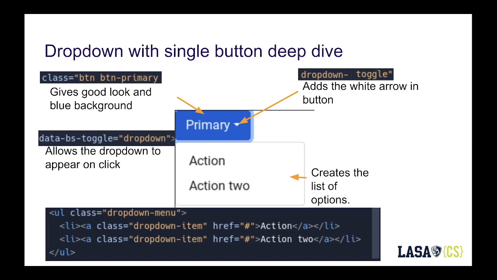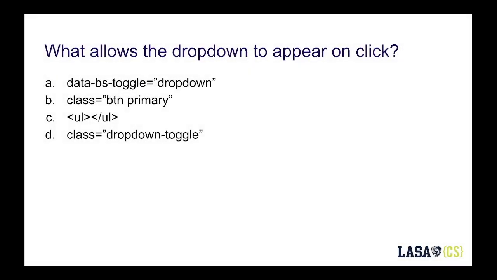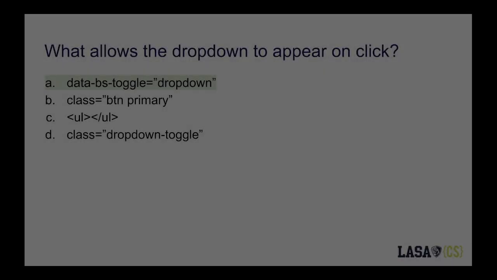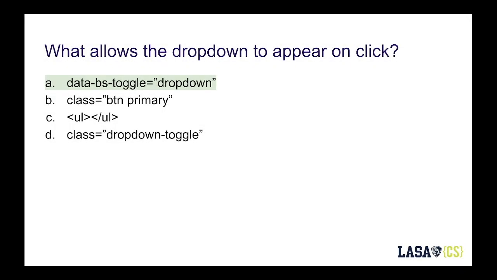What allows the dropdown to appear on click? So the correct answer is A. This is what allows the dropdown to appear on click. B is to make the button look good. C is for the actual actions in the menu. And D is, I don't even know what D is.